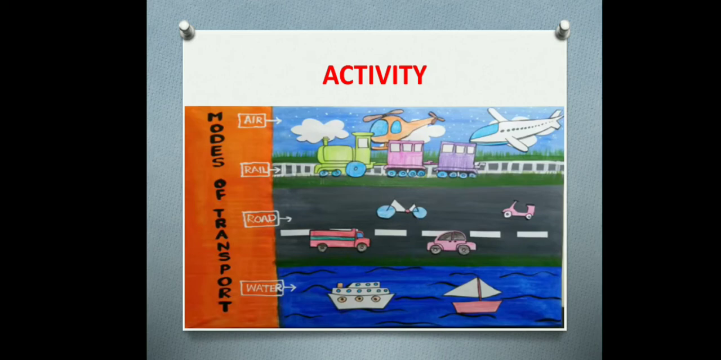Children, there is an activity for you. As you can see, there are different modes of transport: air transport, rail transport, road transport and water transport. You have to draw these modes of transport on the white sheet of your notebook or on a chart paper.